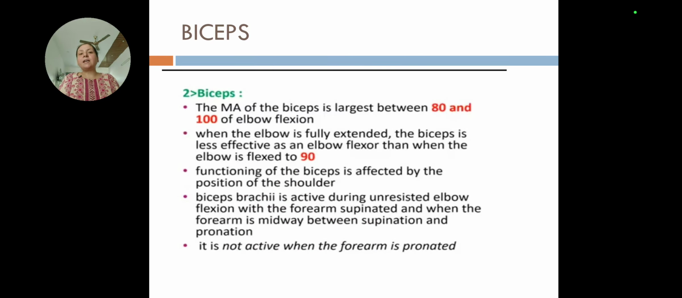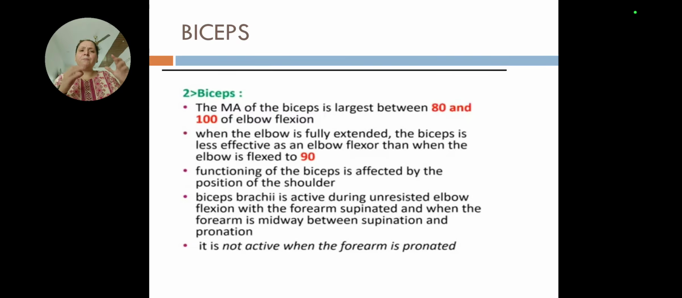Now let's come to the second muscle, which is called biceps. Now the biceps, you understand, is a 2 joint muscle, but understand this, only the long head of the biceps is a 2 joint muscle. The short head of the biceps is a 1 joint muscle itself. Fine. So what happens here is that the movement arm of the long head of the biceps is maximum at 80 to 100 degrees of elbow flexion.